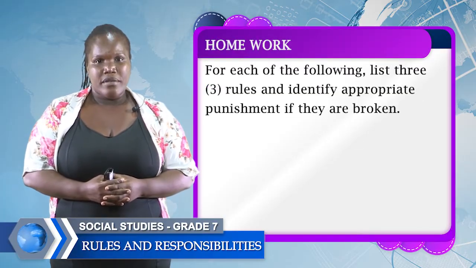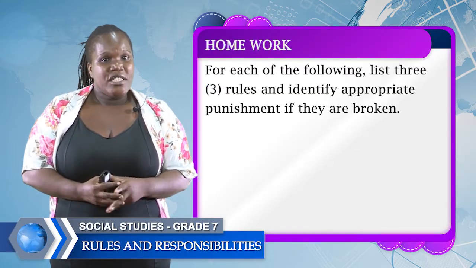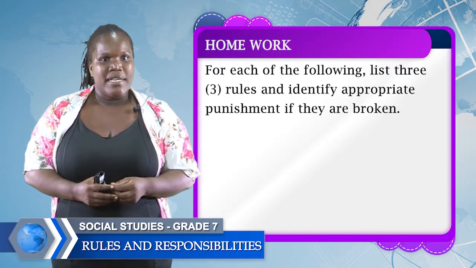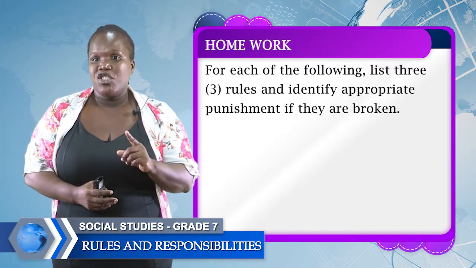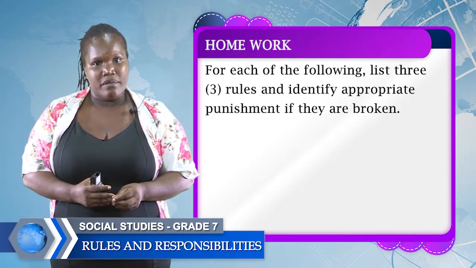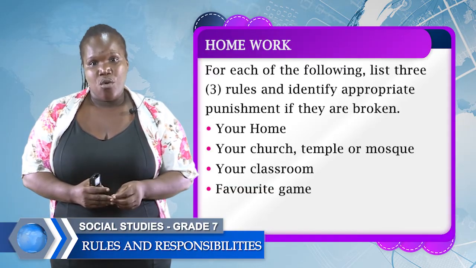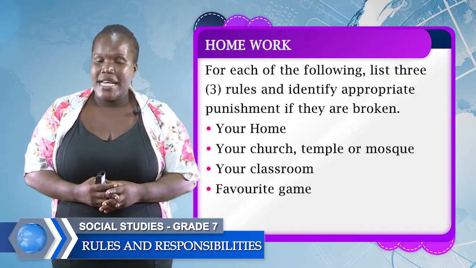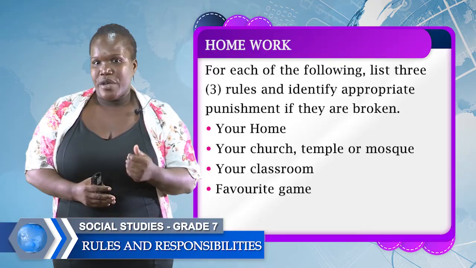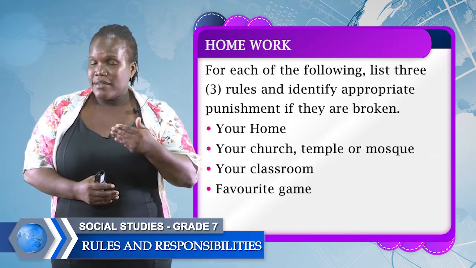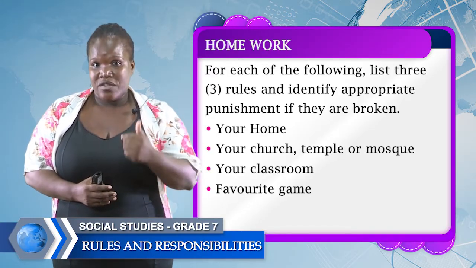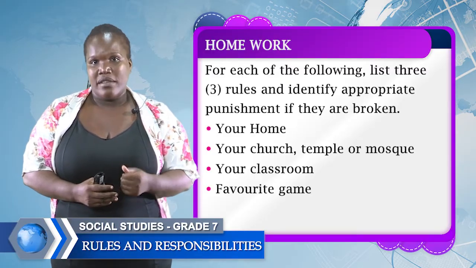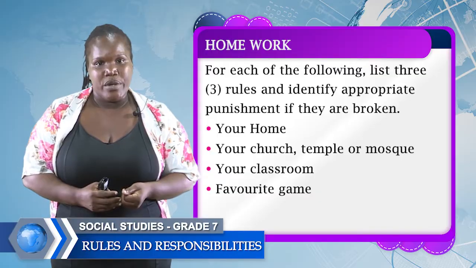For your homework, students, for each of the following, you're required to list 3 rules and identify appropriate punishment if they are broken. One, your home; two, your church, temple, or mosque; three, your classroom; or four, your favorite game. So you'd list 3 rules for each of those, and you'd identify appropriate punishment if those rules are broken.